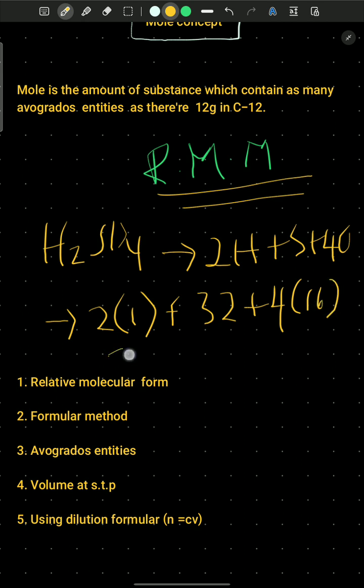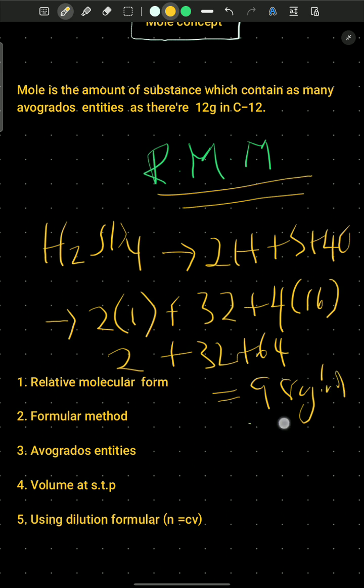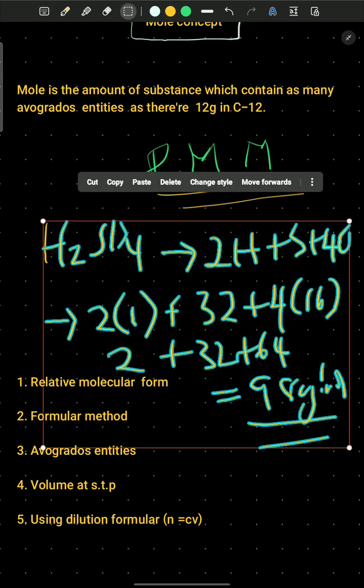And from here we have 2 plus 32 plus 64, and at the end of the day we should have 98. So molar mass is measured in gram per mole or gram. So you can see how molecular mass is formed. If you want to copy this, feel free to pause the video and copy it. So let's look at it in another way.